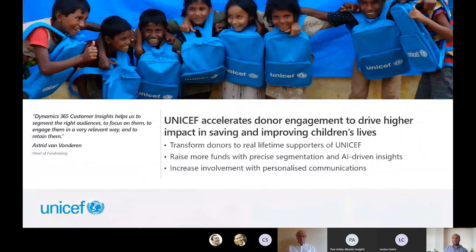However, what I can share is examples of other sectors that have seen similar successes to the ones that I hope this sector sees. So UNICEF, for example, rolled out customer insights to better engage with their donors, and they've now been able to understand what their donors care about, how they want to engage with UNICEF, how to personalize their communications to be able to better increase the chance of them donating and engaging with their projects.